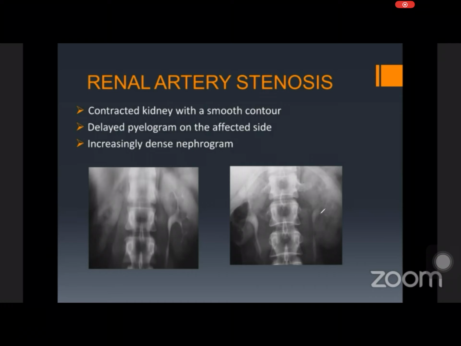The left kidney has excreted most of its contrast and it has become less dense, whereas the pyelogram on the right side is becoming increasingly dense. You can see the dense contrast in the right collecting system compared to the left. So this finding can be seen in renal artery stenosis.